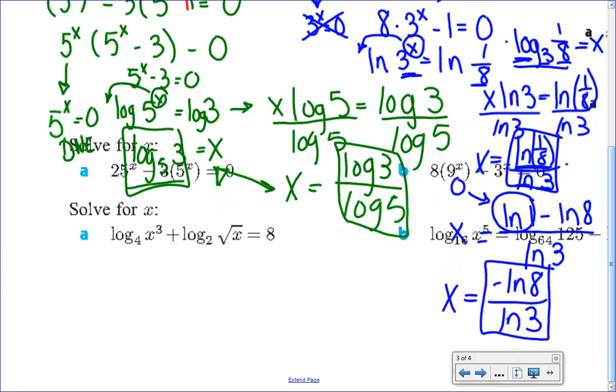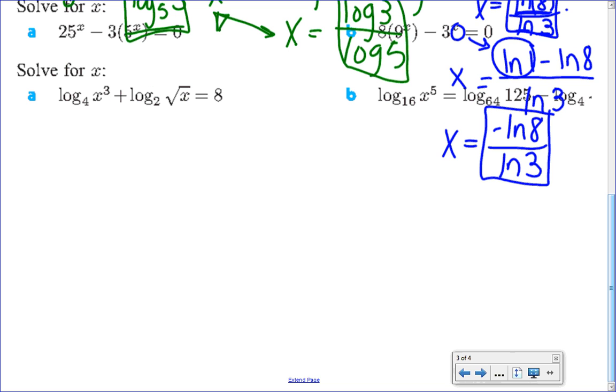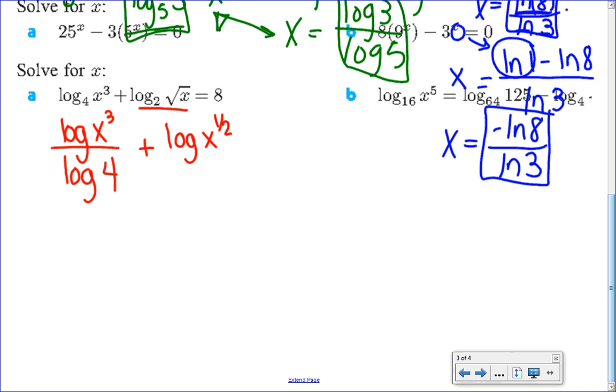Okay. So part A here, we can rewrite this using change of base. So log of x cubed over log of 4. And you can use any base you want. You can use e, you can use 2, you can use whatever. It really doesn't matter. Plus, we're going to write this part using change of base as well. So log of x to the 1/2 is the same as the square root of x over log of 2. Okay, we can bring down our exponents as coefficients of our logarithms. And this is equal to 8.